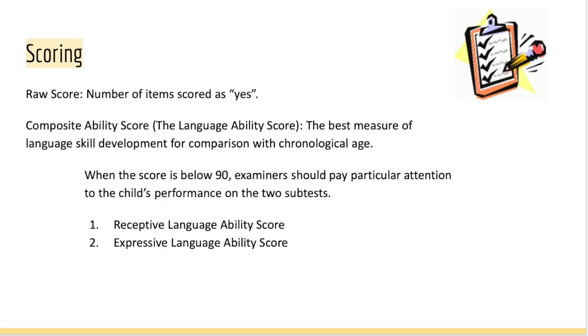This assessment includes a raw score that is calculated by the number of yes responses the informant gives. This raw score can be converted into standard scores and percentile ranks. Scoring also includes the composite ability score, also known as the language ability score. This is the best measure of language skill development for comparison with chronological age. When this score is below 9, examiners should pay particular attention to the child's performance on the two subtests.